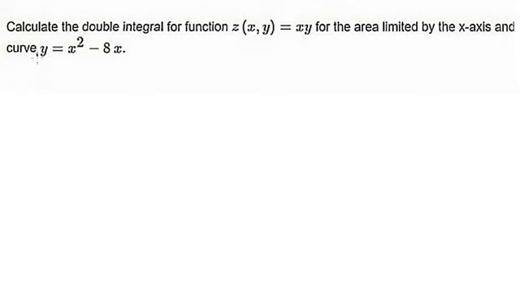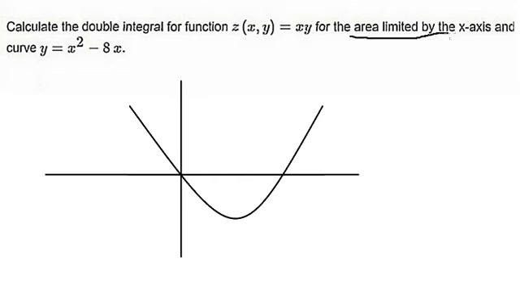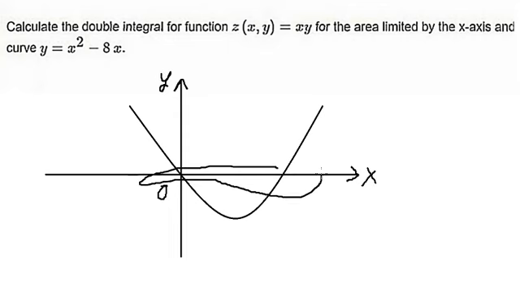First, we need to wrap the region in here. The graph of x squared minus ax should be like this. Now, they want to know the area limited by the x-axis. Here is the x-axis. This one is the x-axis. This one is the curve. So the area we need to concentrate on is this one.